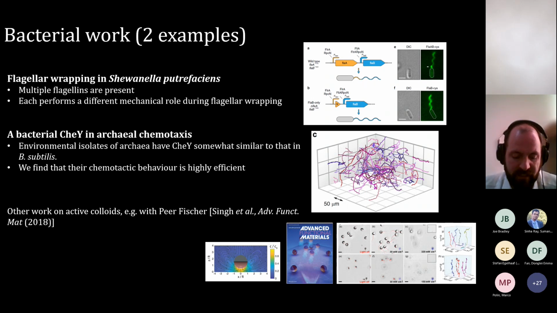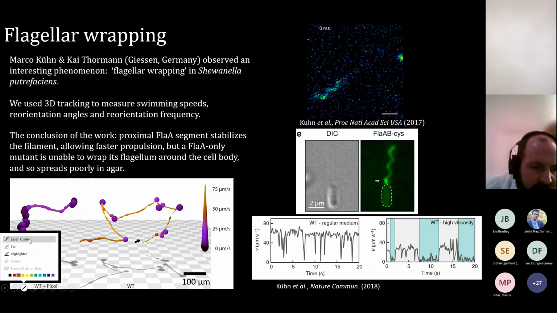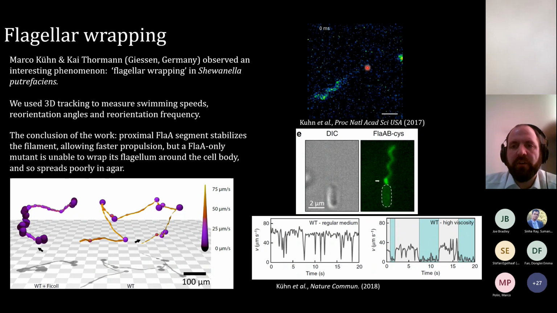But we did some experiments using holographic microscopy to try and understand the dynamics and the flow fields around these particles. So the first example, and I hope you can see, I'll enable my laser pointer so hopefully you can see the image in the top right hand corner here. This was an observation by my colleague Marco Kuhn, who's working with Kai Thormann in Gießen in Germany, and he'd labelled the tail of a bacterium. And you can see in the central panel there's a bacterium at the bottom, and at the back of the bacterium there's a long helical tail. The cell body is about 2 microns long and the helical tail is about 10 microns long.